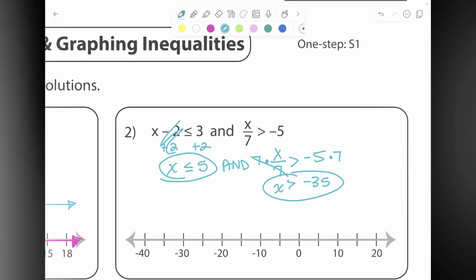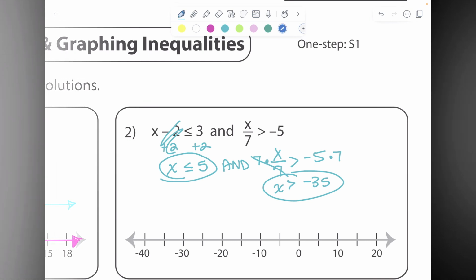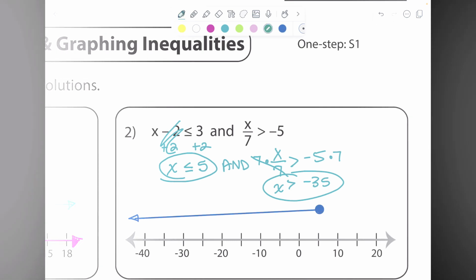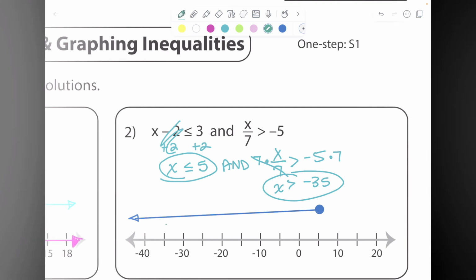and x is greater than negative 35. So we're going to draw those two separate things and then see what intersection, what they have in common. So we're going to do x is less than or equal to 5, which would be about right here, and color it in. And we're going to do x is greater than negative 35, which is about here. We'll go this way.